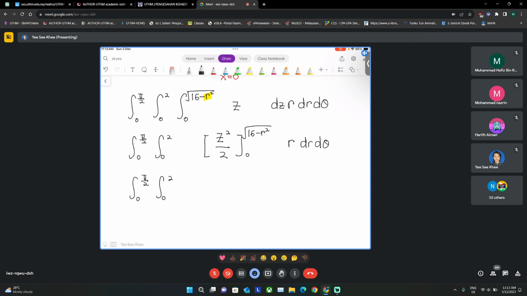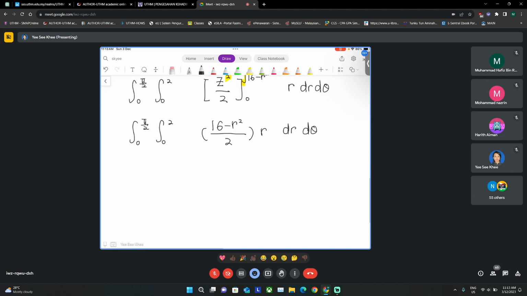So when you replace the z with 16 minus r squared, it will become 16 minus r squared over 2, right? Because here you have a square, and this is a square root, so it becomes no more square root anymore. Okay, so you have an r here, and dr, d theta.